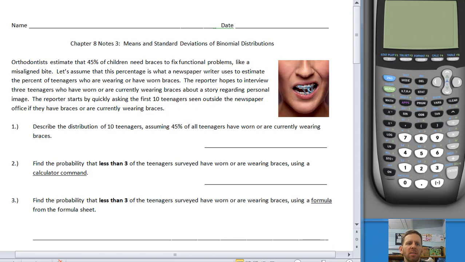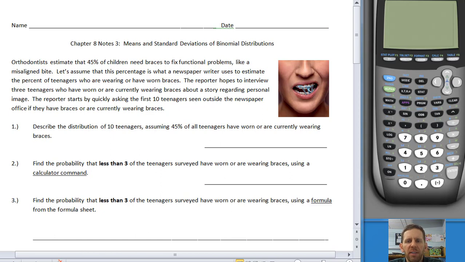It says, orthodontists estimate that 45% of children need braces to fix functional problems like a misaligned bite. Let's assume that this percentage is what a newspaper writer uses to estimate the percentage of teenagers who are wearing or have worn braces. The reporter hopes to interview 3 teenagers who have worn or are currently wearing braces about a story regarding personal image. The reporter starts by quickly asking the first 10 teenagers seen outside the newspaper office if they have braces or are currently wearing braces. In problem 1, you're asked to describe the distribution of 10 teenagers, assuming 45% of all teenagers have worn or are currently wearing braces.